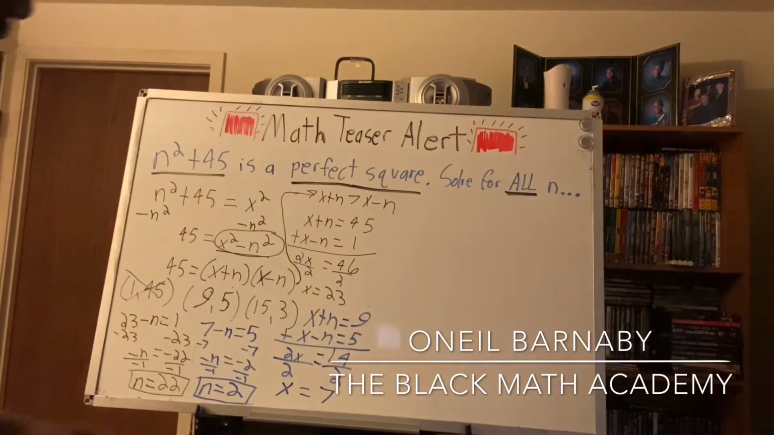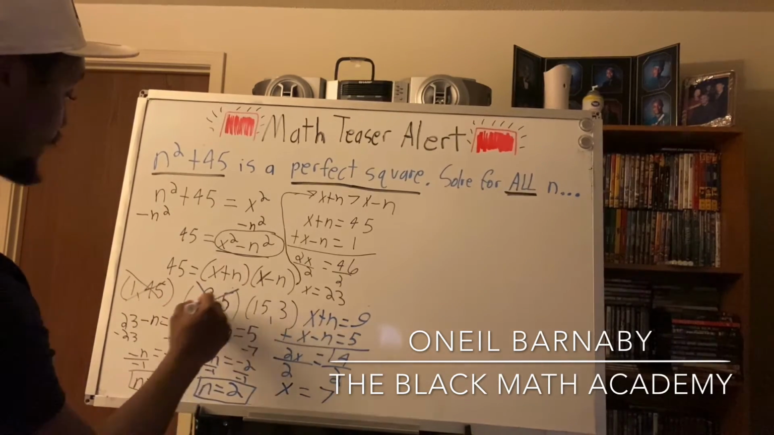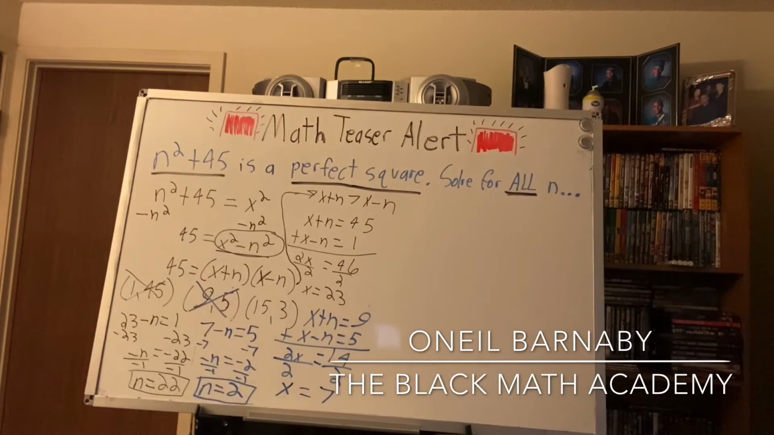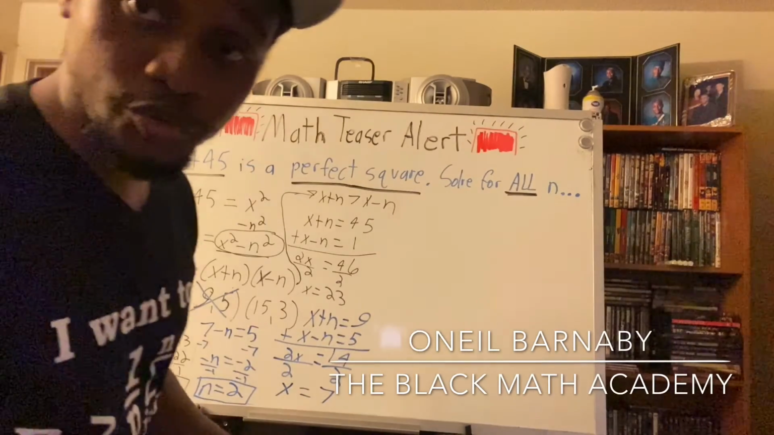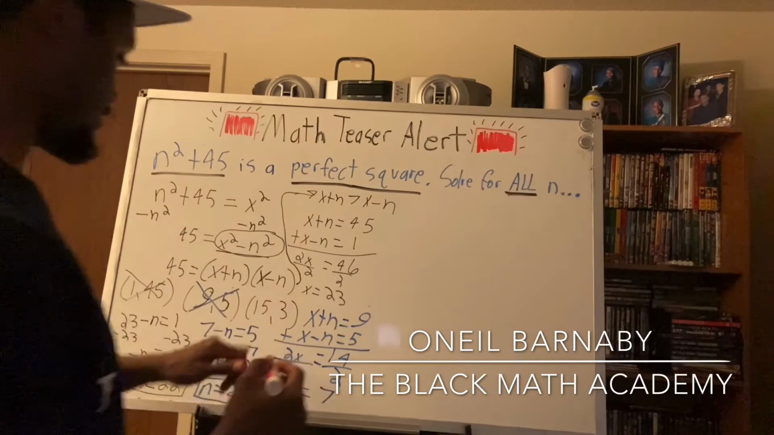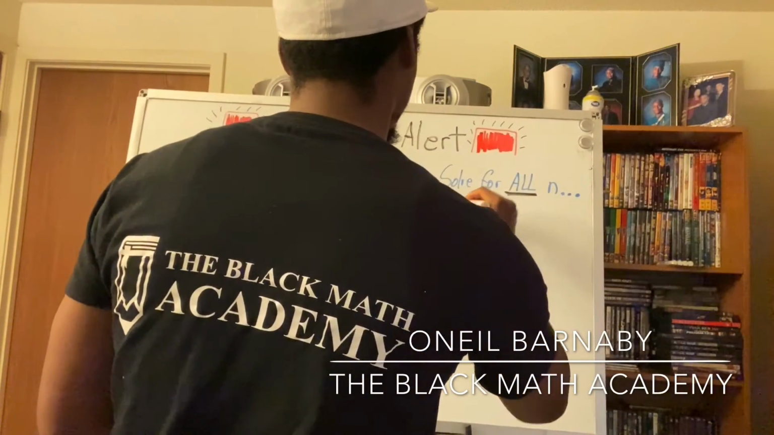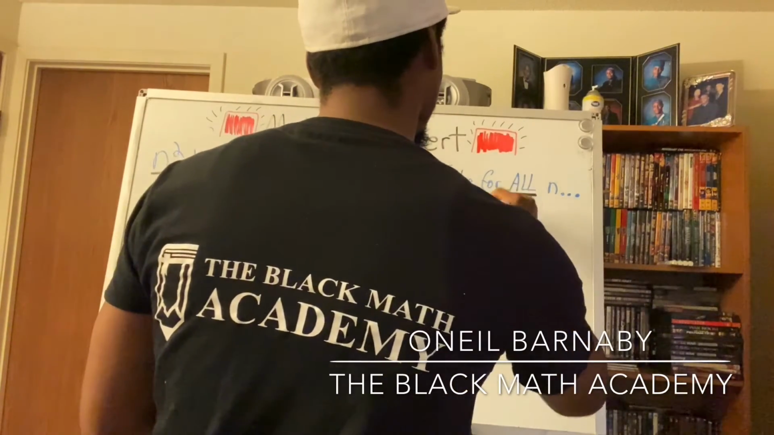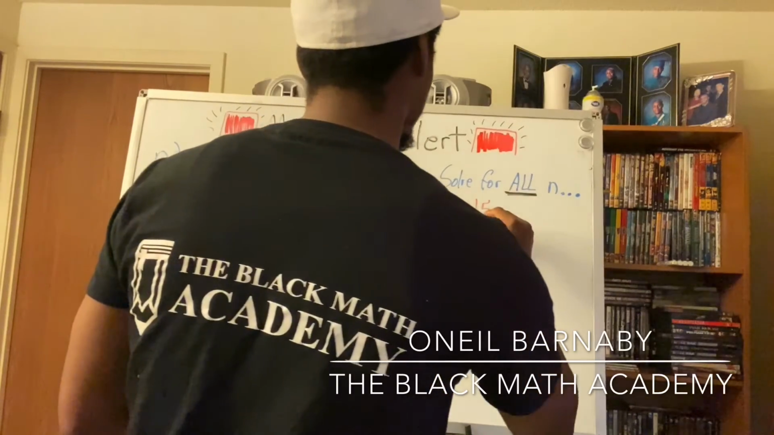Again, we're solving for all n. So we use 1 and 45 to solve for that. We use 9 and 5 to solve for that. Now we have to do 15 and 3. All right, so we'll use the same process. I'll do that up here. So since 15 is bigger than 3, x plus n would have to be equal to 15, and x minus n would have to be equal to 3.